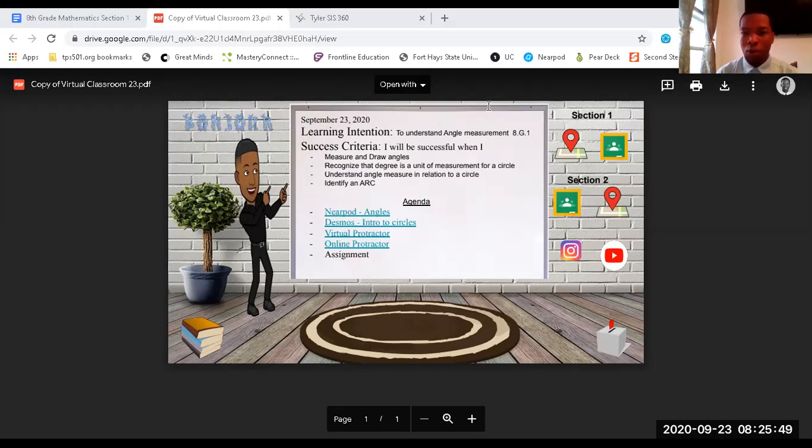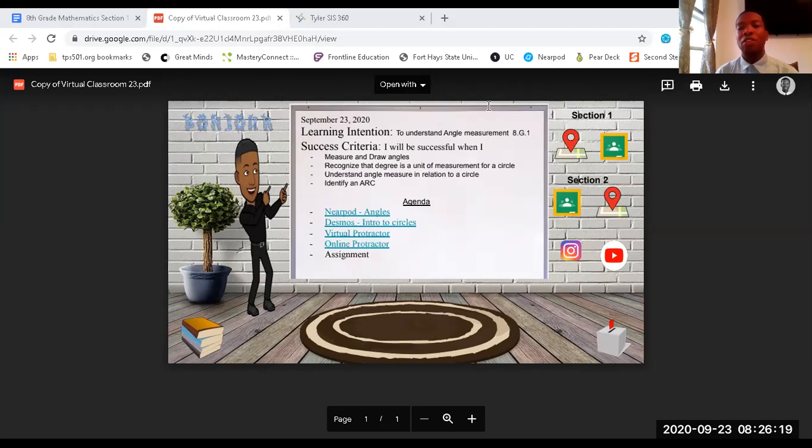I will be successful when I can measure and draw angles. This is online, but we're going to make the best of it using our protractors and stuff like that to draw circles. We're going to recognize that a degree is a unit of measurement per circle. That's just me telling you that whenever we're measuring circles, we say degree, all right? So if there is an angle within a circle that we're measuring, it is whatever the amount is, degree. That's the unit of measurement.